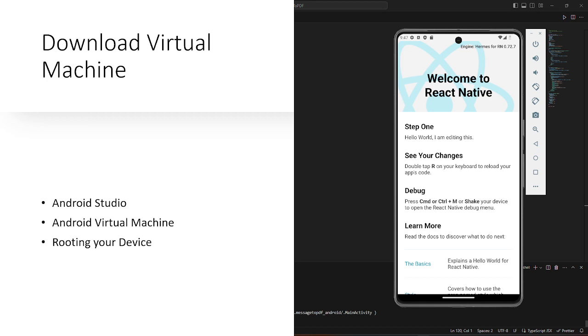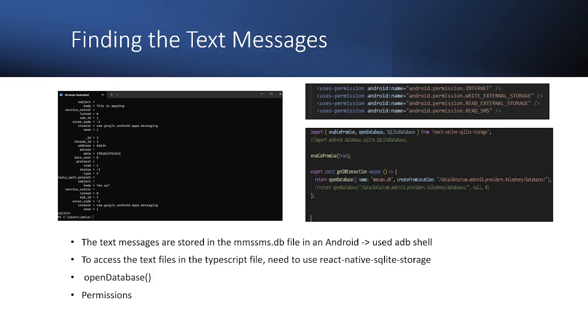Some prerequisites for this app is obviously you need an Android, but your phone also has to be rooted in order to access the text messages. Now, in terms of finding the text messages, I used ADB Shell to locate them in this data.com Android provider's Telephony database, and that's where all of the text messages are stored. And when you change a text message, that database is changed as well.